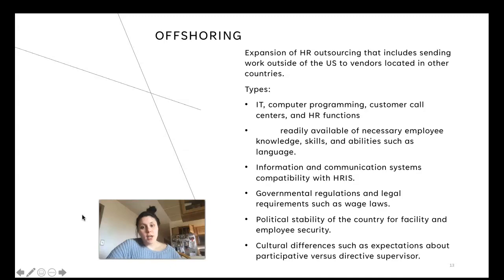Offshoring is the expansion of HR outsourcing that includes sending work outside the US to vendors located in different countries. A lot of different types of work are sent, like IT, computer programming, customer call centers, and HR functions. This is because the necessary employee knowledge, skills, and abilities are readily available, especially considering language barriers. There are also governmental regulations and legal requirements such as wage laws. So there are a lot of different things that go into this. There could be cultural differences and the political stability of another country. So there is a large risk that comes with this as well.